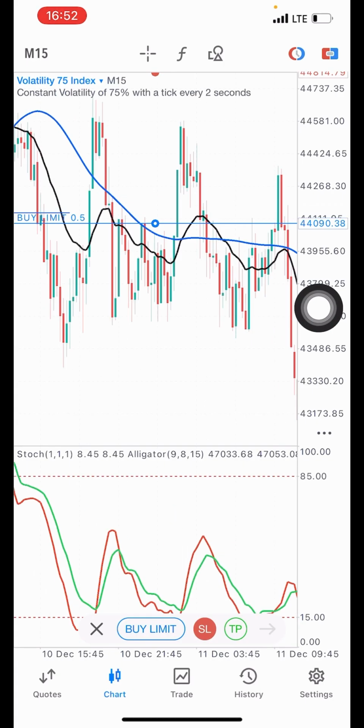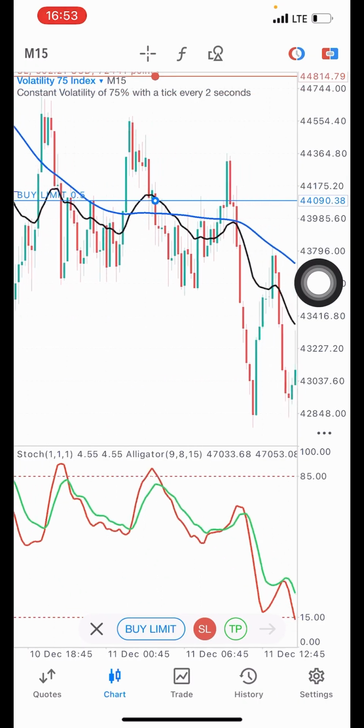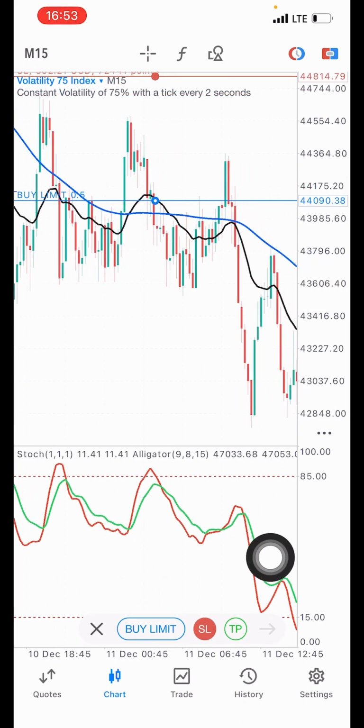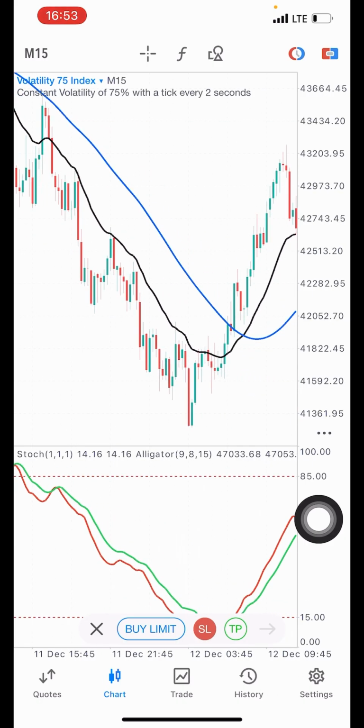As you can see, in this case this is another winning trade. Price came back, went back, and you can see this zigzag here. Price played around a little bit, but it eventually went to our TP. So that's how you trade with this strategy.